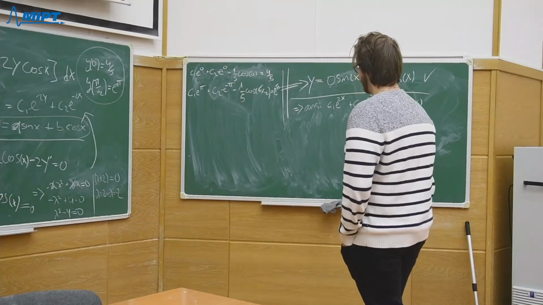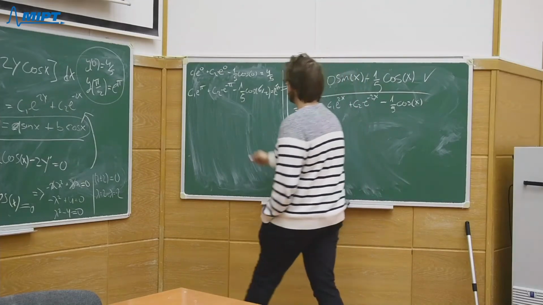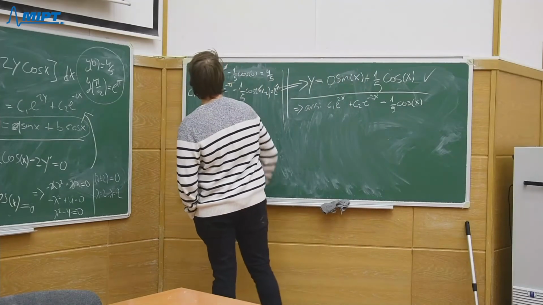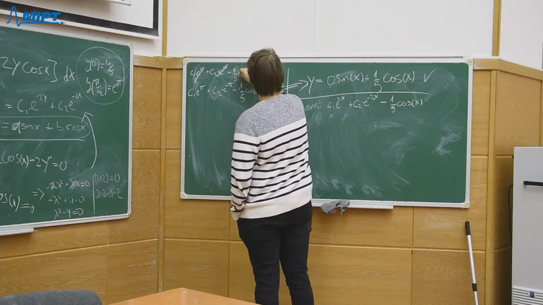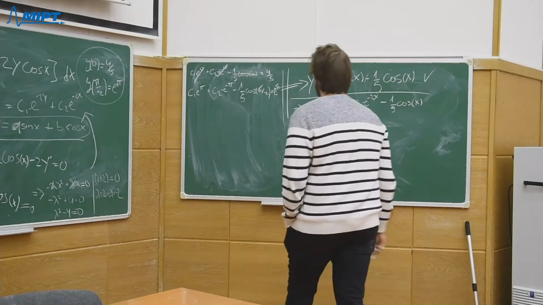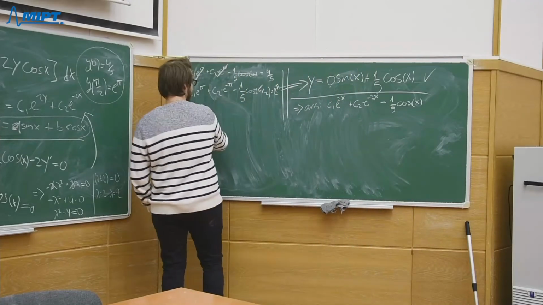Okay. And what is e to the power 0? It is 1. This is basically 5. And cos of 0 is 1. Yes. So I suggest to rewrite both equations.